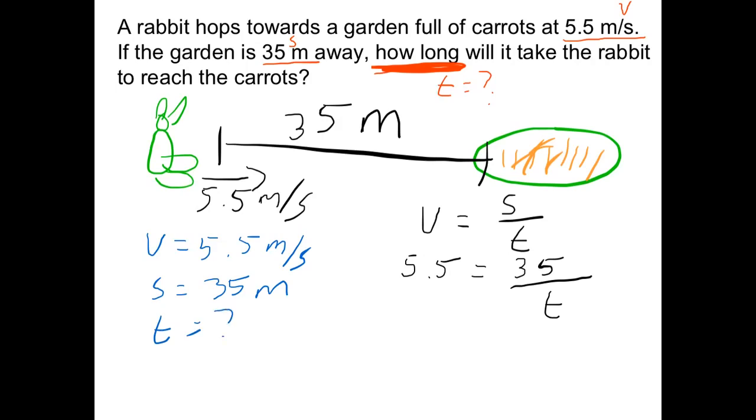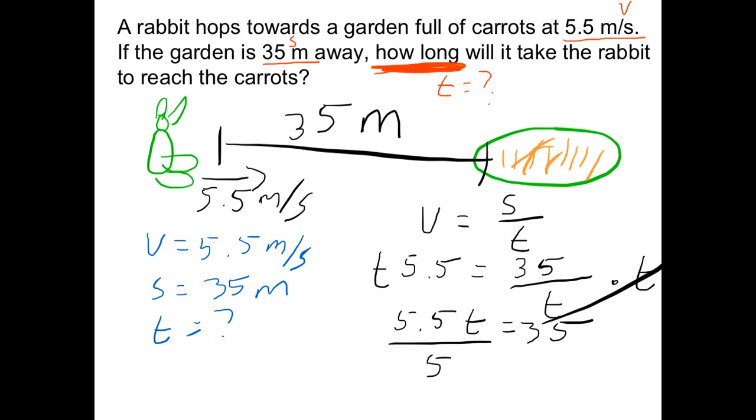Okay, now I just need to work the algebra. Step 1 is going to be to multiply both sides by time. It cancels it out over here, and that gives me 5.5t equals 35. The next step will be to divide both sides by 5.5 to get t by itself. And I come out with t equaling 6.4. Now I need to assign units to this.